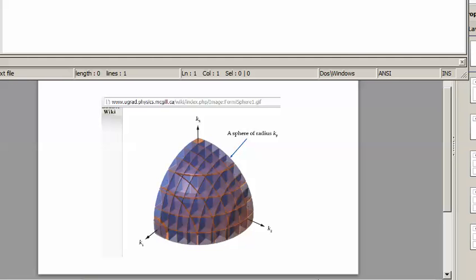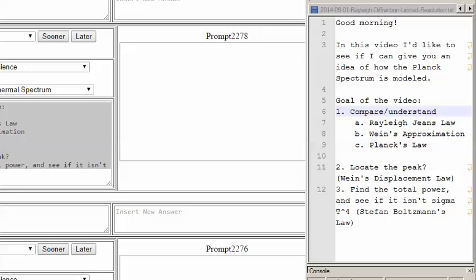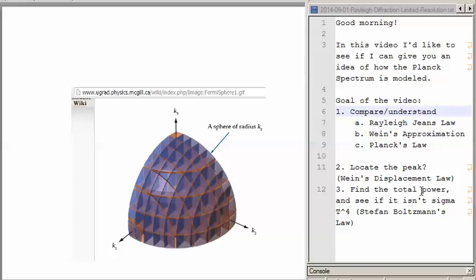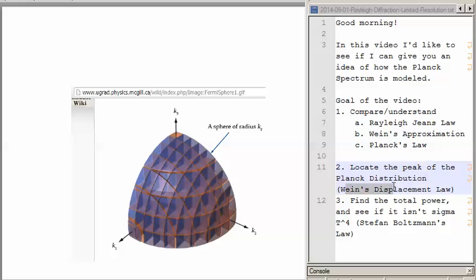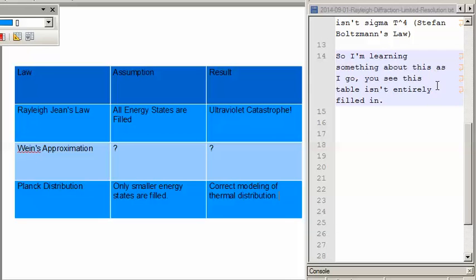Good morning. In this video I'd like to see if I can give you an idea of how the Planck spectrum is modeled. The goals of the video: we want to compare and understand Rayleigh-Jeans law, Wien's approximation, and Planck's law. We also want to locate the peak of the Planck distribution, to understand Wien's displacement law, and find the total power and see if it isn't sigma T to the fourth, which would be Stefan-Boltzmann's law. So I'm learning something about this as I go.